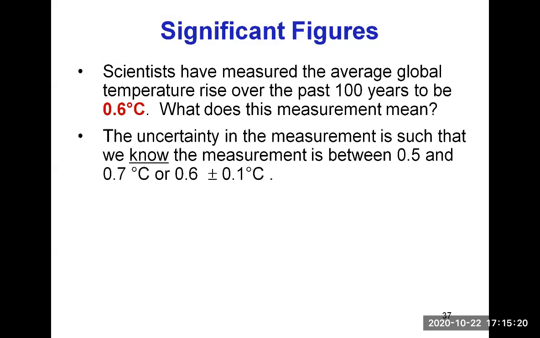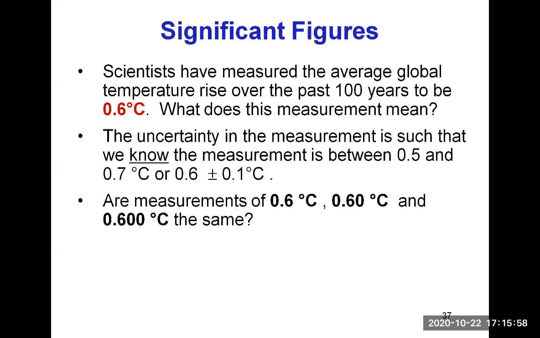It's that the digit to the right, the estimated digit, and here it's the 6, you add 1 and you remove 1 to that last digit, and you get the range from 0.5 to 0.7, or 0.6 plus or minus 0.1 degrees Celsius. And so the estimated digit is the one to which you will add or remove 1, and that will give you a range of values. And you know for certain the measurement is between that range, and it's not beyond that.